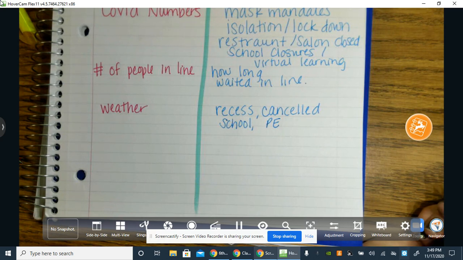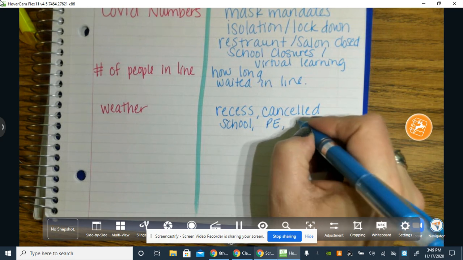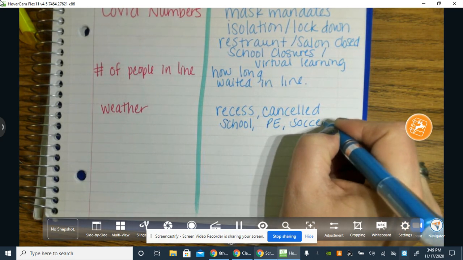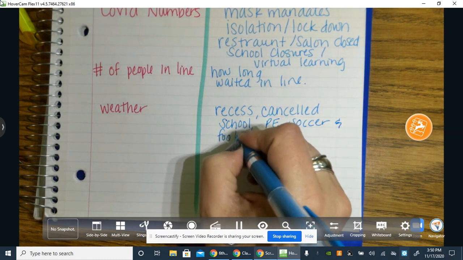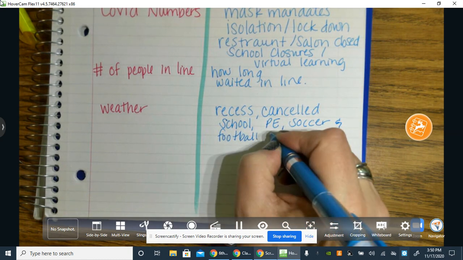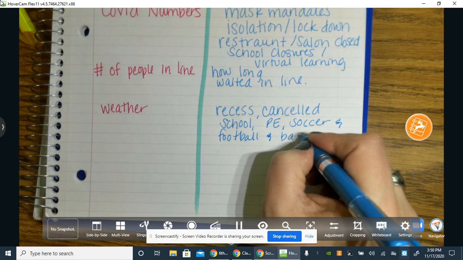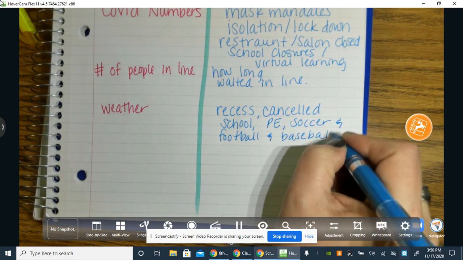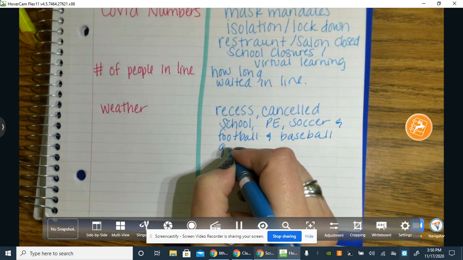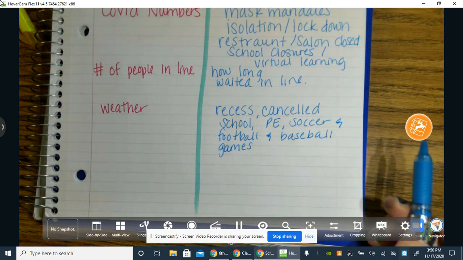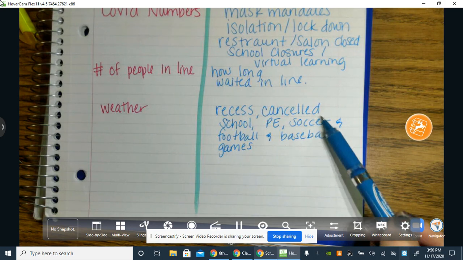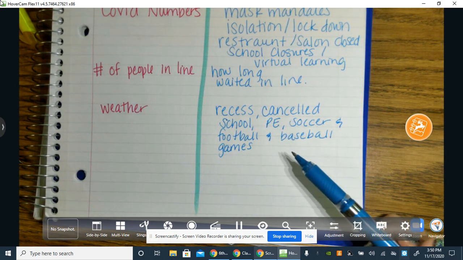Another thing with weather is soccer games. Soccer and football games. Well, let's throw baseball in there. When it's raining and say there's lightning going around, they're going to cancel those soccer, football, and baseball games.